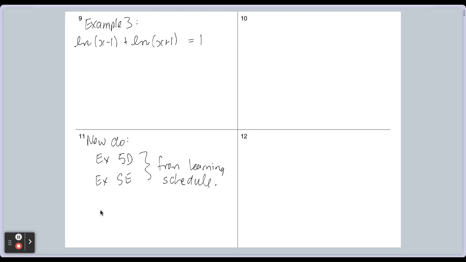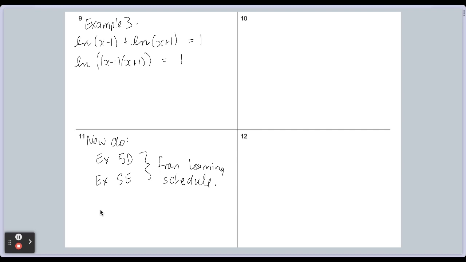Okay, so example 3: ln(x - 1) + ln(x + 1) = 1. So this log law is going to be log A + log B = log AB. Well done. So the next line of this will be ln of (x - 1)(x + 1) = 1.